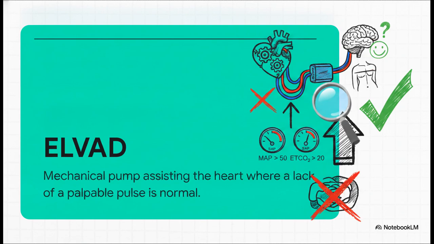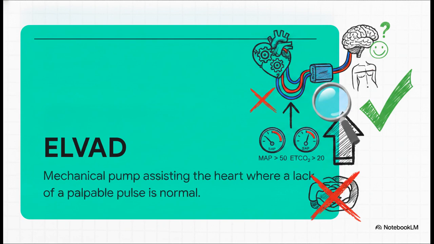Because the pump pushes blood continuously, these patients typically do not have a palpable pulse. And actually, that's entirely normal. So, you do not just jump on their chest and start compressions because you can't feel a pulse. Instead, you ask, is their perfusion adequate? If their mean arterial pressure is above 50 and their end-tidal CO2 is above 20, they are perfusing just fine.